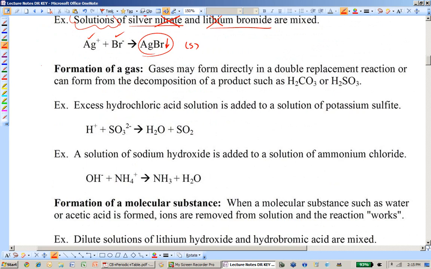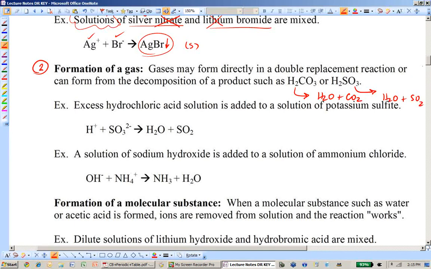The second is forming a gas. Now these get a little trickier. You got to know a little more. You got to know more than just your solubility rules. There's a couple of patterns that are going to be your friend. Gases may form directly in the double replacement reaction or can form from the decomposition of products like carbonic acid and H2SO3. So when carbonic acid is formed as a product, go immediately to H2O and CO2. And when this is formed as a product, you go immediately to H2O and SO2 as gases.